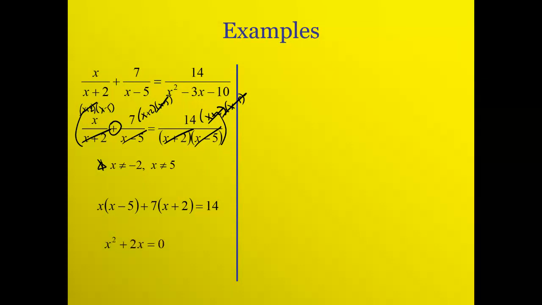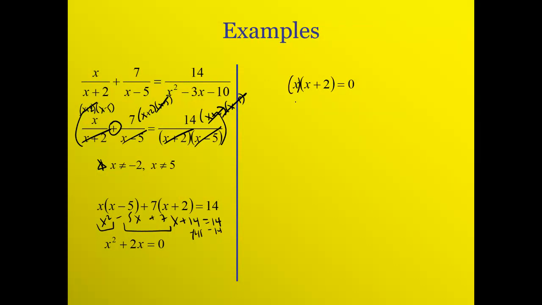Okay, and then here I can go ahead and distribute, and I get x squared minus 5x plus 7x plus 14 equals 14. x squared, this gives me 2x, and then I would subtract 14 from both sides. Sorry, I wrote the 14 wrong, which is where I got 0. Okay, I'm going to be careful here. I'm going to factor out what's common. I can factor out an x, right? And I still have two factors, x times x plus 2.